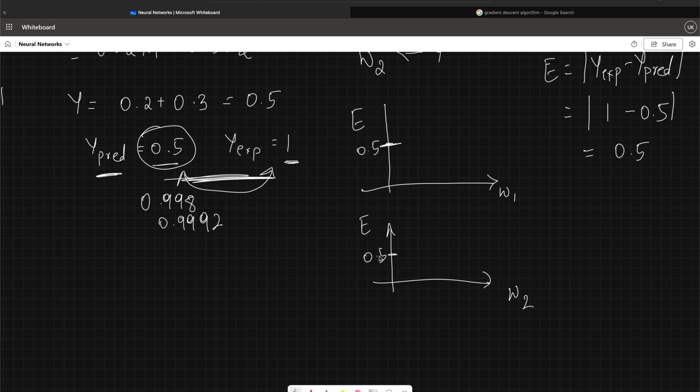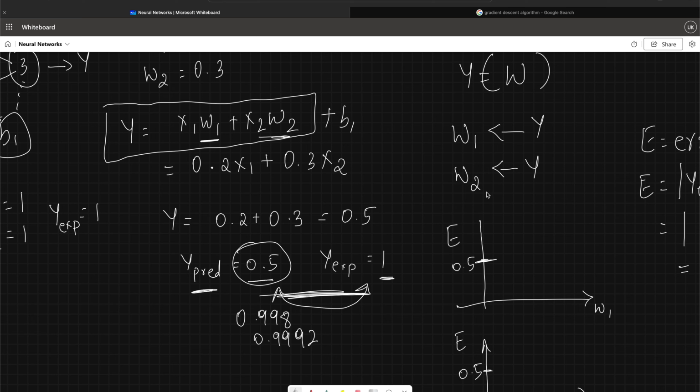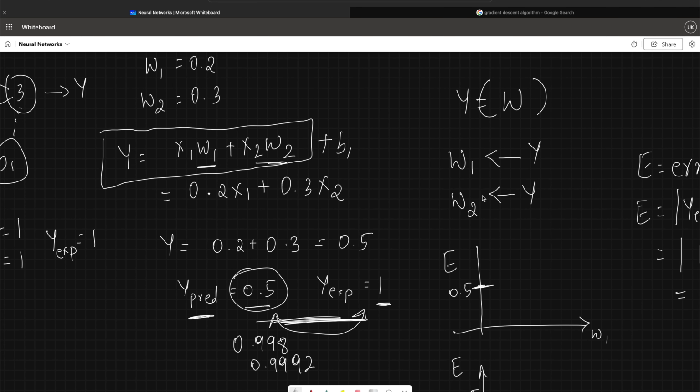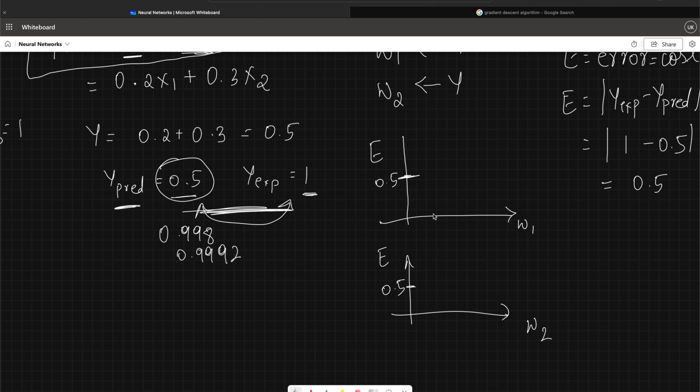It gave 0.5. For what value of W1? W1 we assumed it to be 0.2, and W2 we assumed it to be 0.3. Okay, so here it is 0.2 and here it is 0.3. Now, how does W2, either increasing or decreasing it, and at the same time W1 either being increased or decreased, affect the value of E? Let me reiterate. How does the value of W1 getting increased or decreased and W2 getting increased or decreased affect the overall value of E?